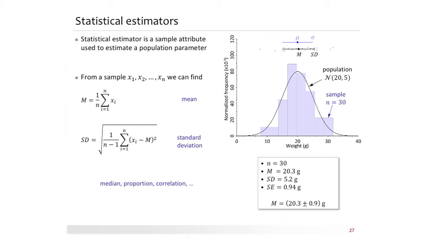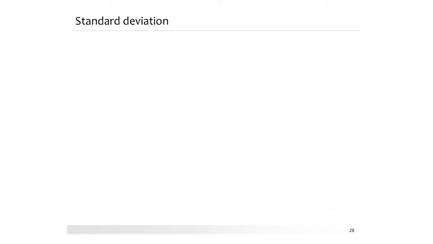There are a few things you can calculate apart from mean and standard deviation: median, proportion, correlation, and so on. I will explain some of them later. But let's have a look at standard deviation first. There is more to it than you might realize. So very generally speaking, standard deviation is a measure of spread of data points. So you can have a general idea how to find it.